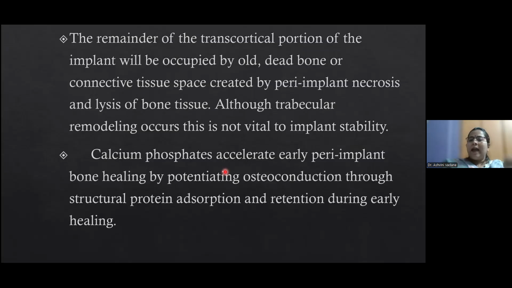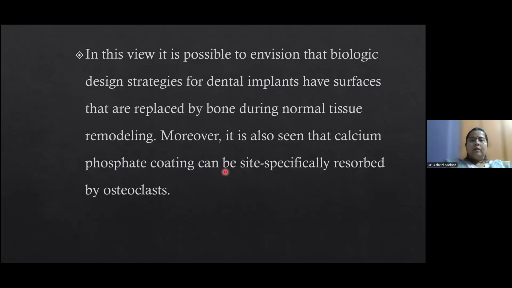And calcium phosphate accelerates the early peri-implant bone healing by potentiating osteoconduction through structural protein adsorption and retention during the early healing. In this view, it is possible to envision biologic design strategies for dental implants that have surfaces that are replaced by bone during normal tissue remodeling. Moreover, it is also seen that the calcium phosphate coating can be site-specifically resorbed by osteoclasts.